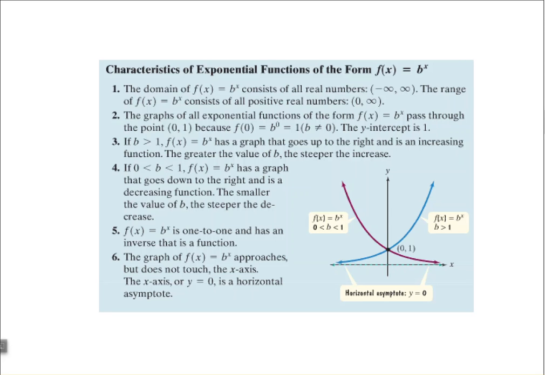It decreases. The function has to be 1 to 1, which means you should be able to test it with a horizontal line test and a vertical line test. And it approaches the x-axis but doesn't touch the x-axis. Just as we said, it has a horizontal asymptote of y equals 0, the line y equals 0. Okay, so let's look at some examples here.